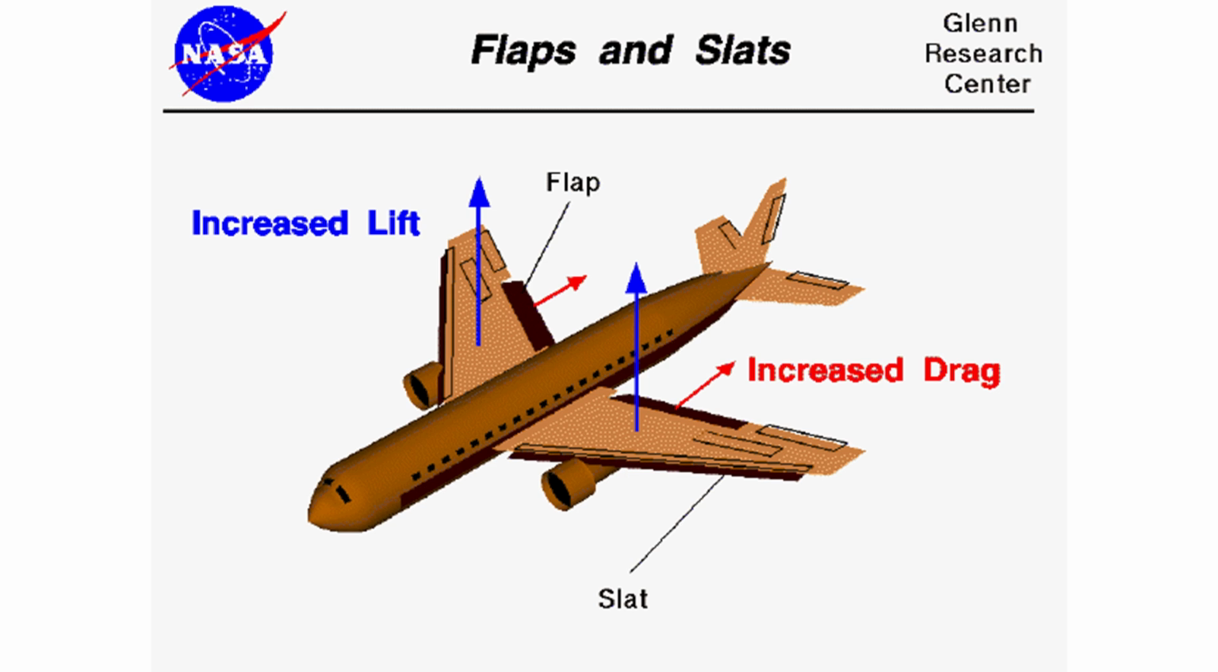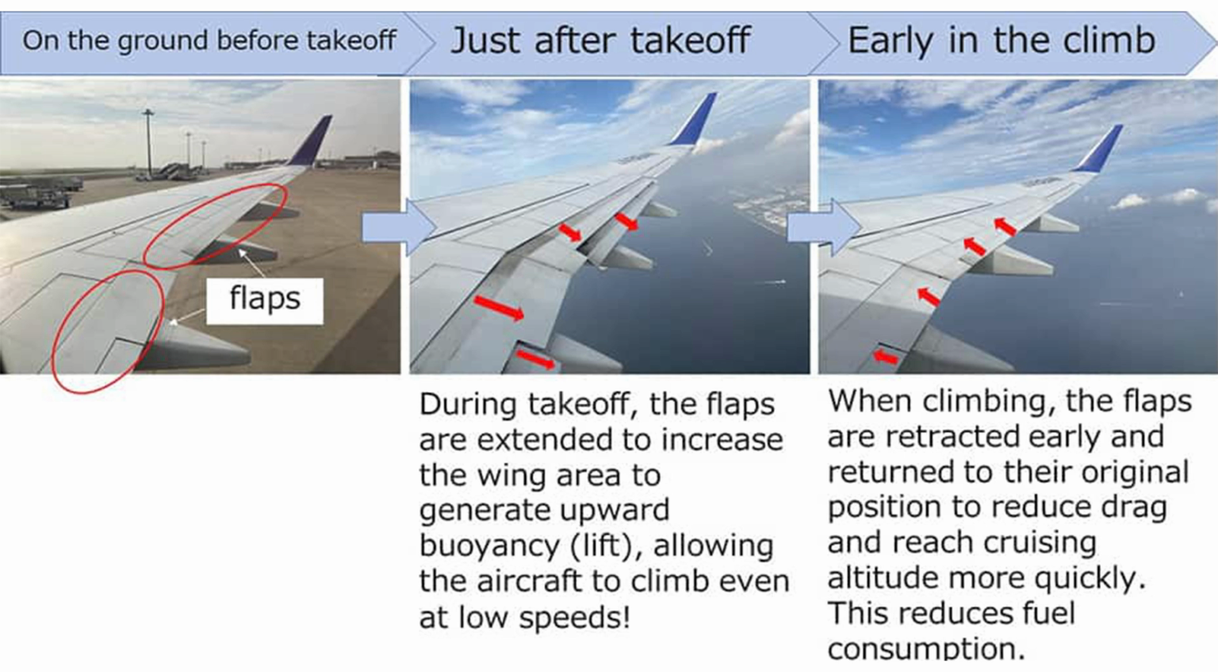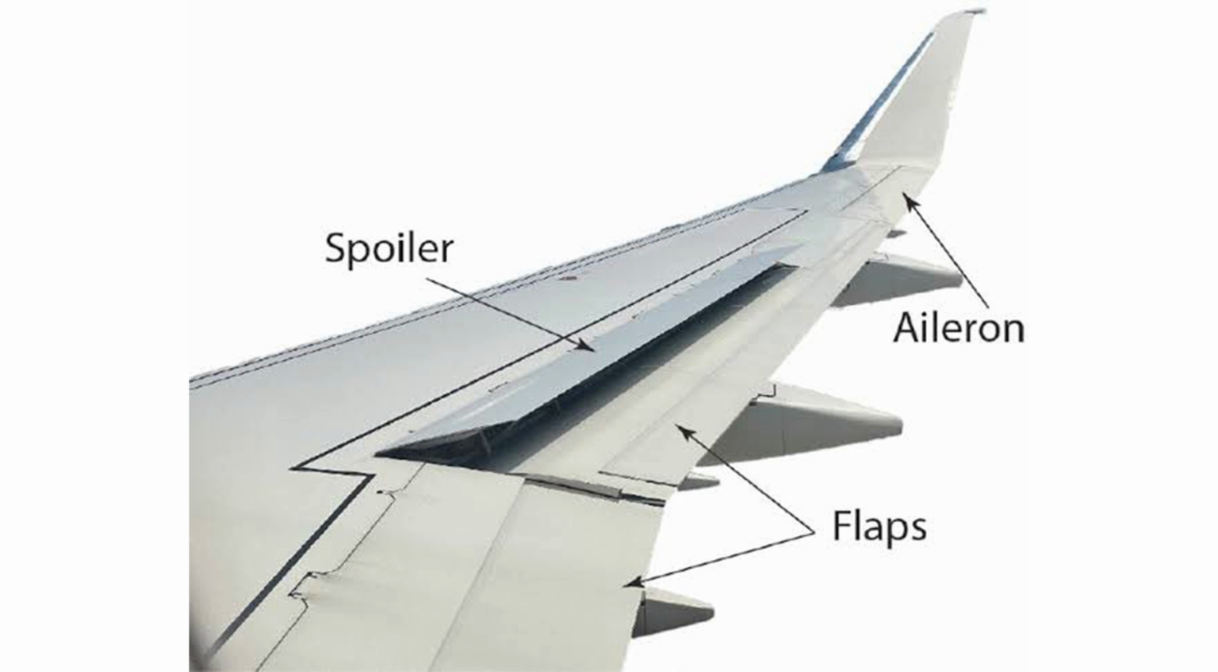In addition to these primary controls, airplanes are equipped with flaps and slats, which are extended during takeoff and landing to increase lift at lower speeds. Spoilers located on the wings help reduce lift and increase drag when descending or slowing down after landing.